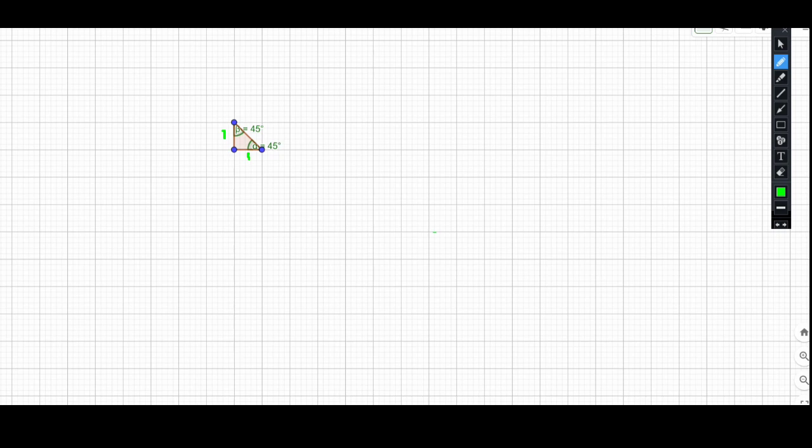Let us find out the hypotenuse. It is 1 square plus 1 square. 1 square is 1 and 1 square is 1, so 1 plus 1 is equal to 2. That is, the hypotenuse square is equal to 2. Then the hypotenuse is equal to root 2. That means this length is root 2. Base and altitude are 1, then the hypotenuse is root 2.